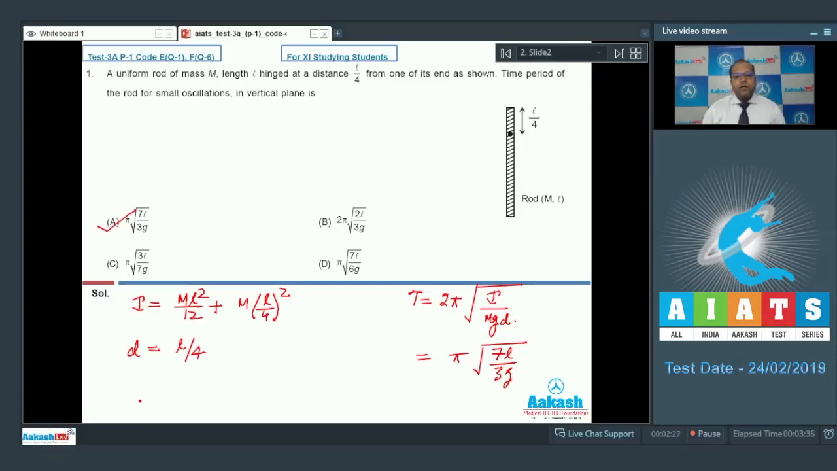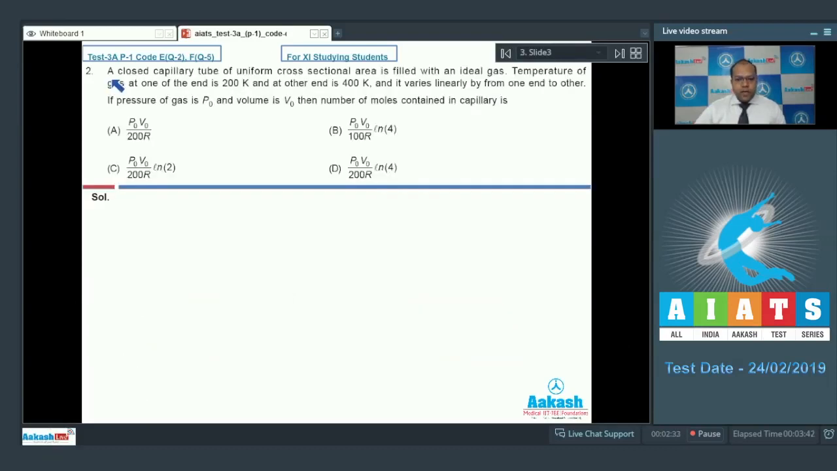Let's move to question number 2. A closed capillary tube of uniform cross-sectional area is filled with an ideal gas. The temperature of the gas at one end is 200 Kelvin and at the other end is 400 Kelvin, and it varies linearly from one end to the other. If the pressure of the gas is P0 and volume is V0, the number of moles contained in the capillary is.